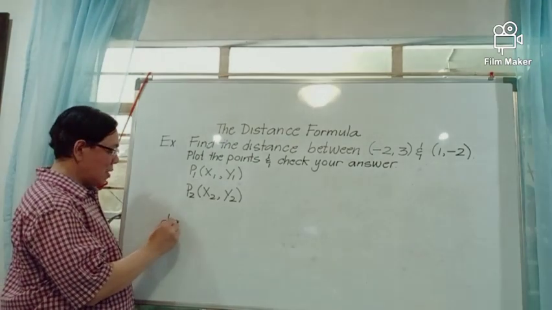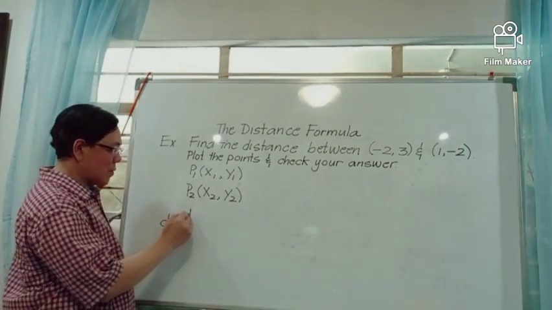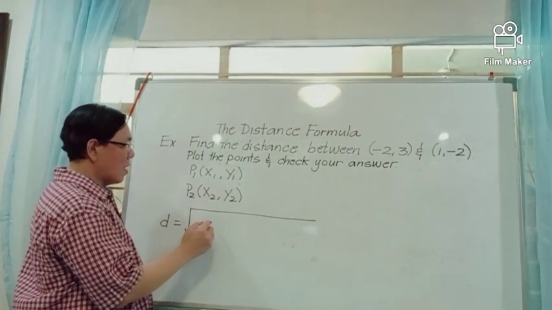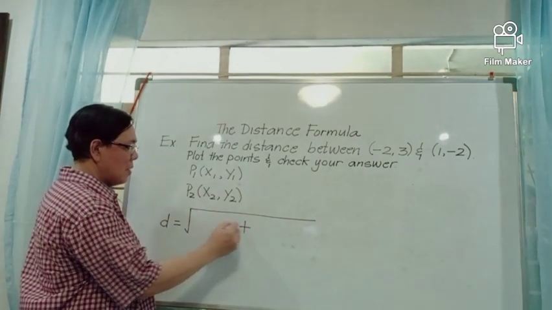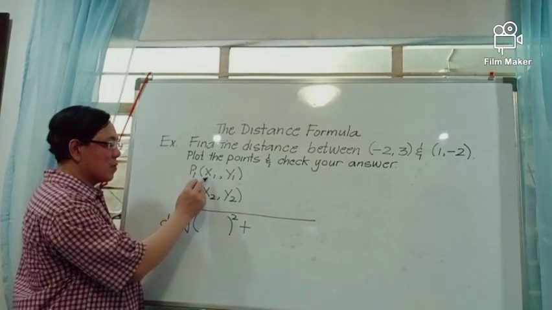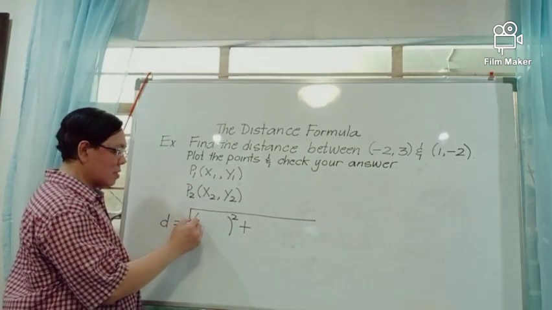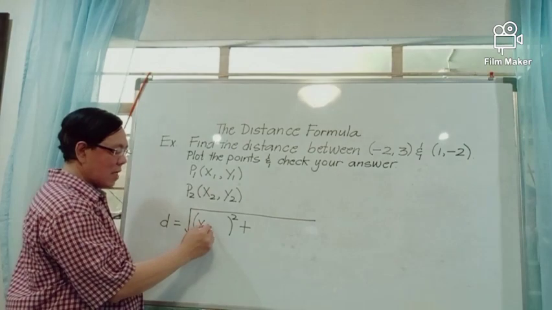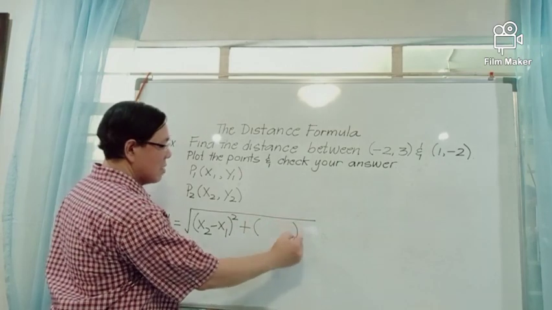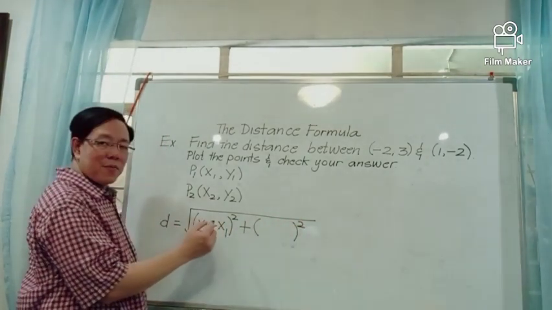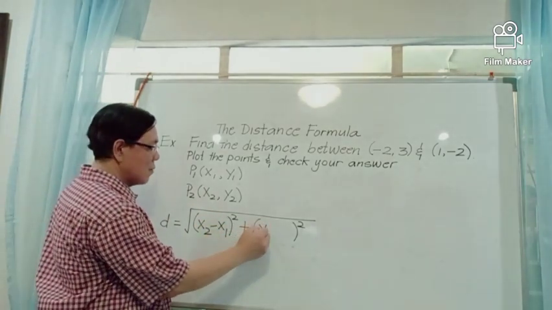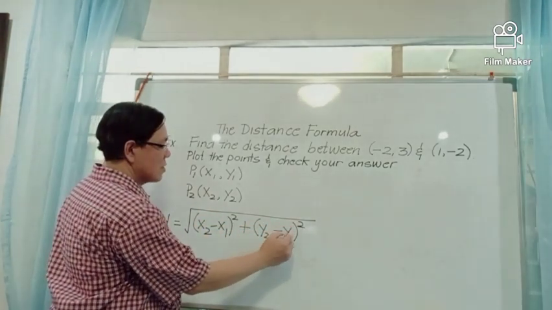D, is equal to the root of the sum of the square of the difference between the abscissas of these 2 points, which we write as x2 minus x1, plus the square of the difference between the ordinates of these 2 points, which we write as y2 minus y1.